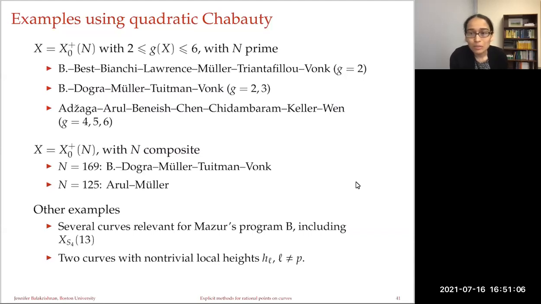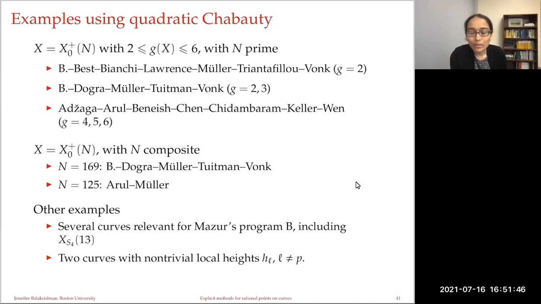And they recently posted a paper on the arXiv studying rational points on these X_0(N)^+ for those genera. And then in the case of composite level N, the case of 169, this is the case of the cursed modular curve, and the case of 125 was handled recently by Michelle LaRue and Steffen Müller. We also have some examples from Mazur's program B, like I mentioned in the previous lecture, the other level 13 exceptional curve, as well as some other curves with non-trivial local heights.